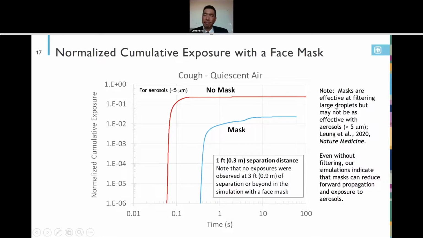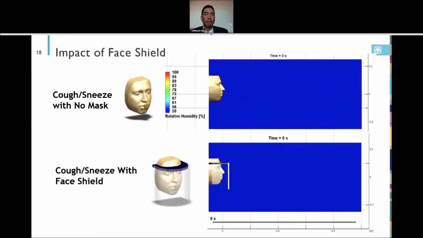So these notes again are saying that masks are great at filtering large droplets, but they may not be as effective with smaller aerosols, less than about 5 microns. This was published by Leong et al. in Nature Medicine. But even without filtering, our simulations are showing that masks can help to reduce the forward propagation and potential exposure to aerosols that get through the mask.